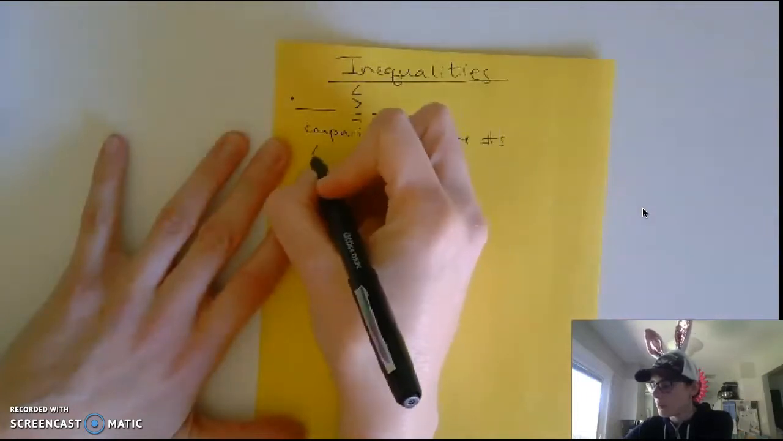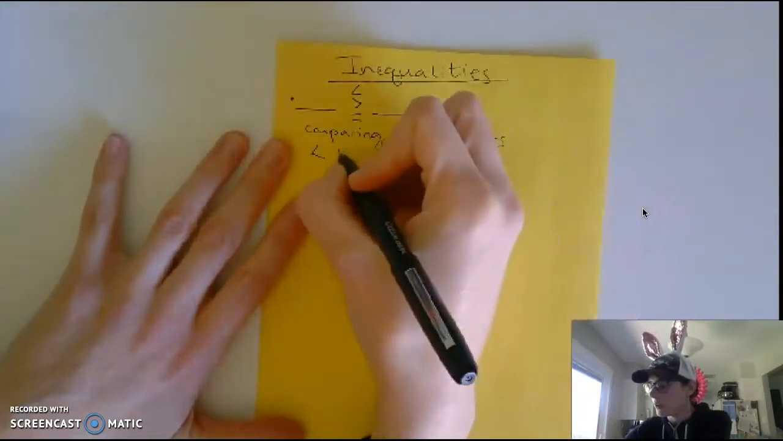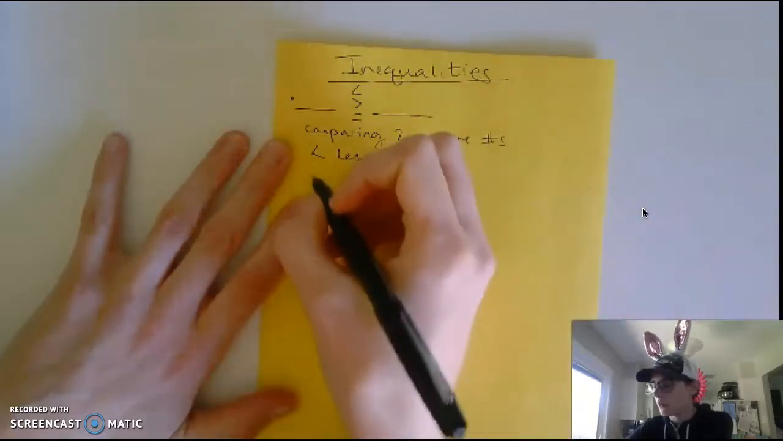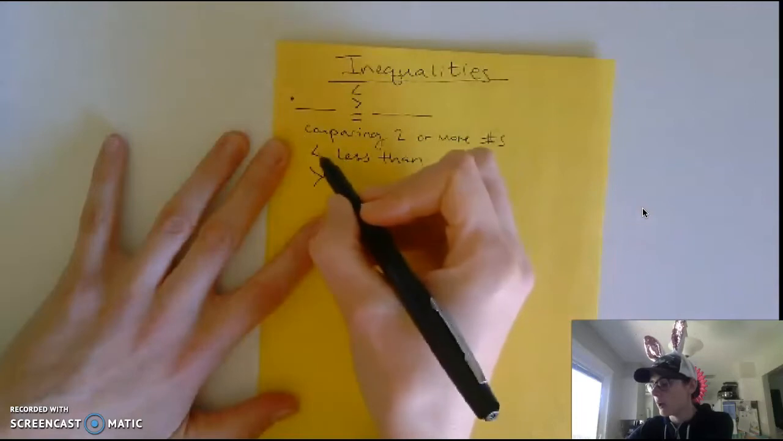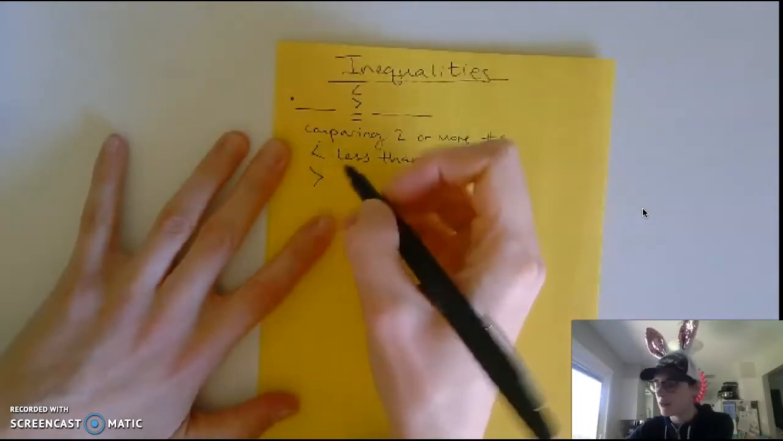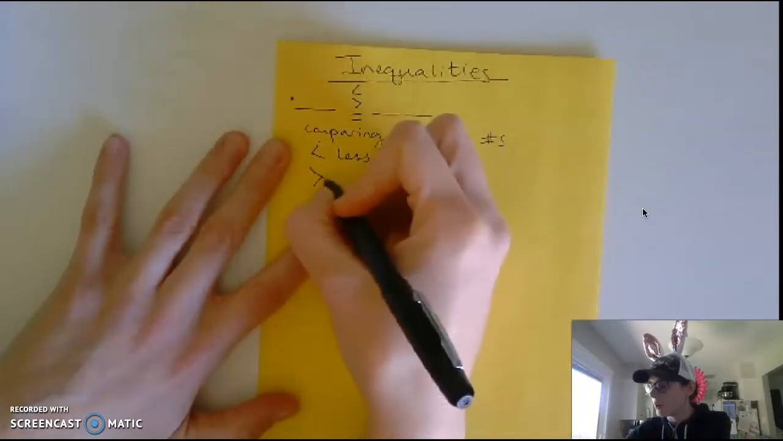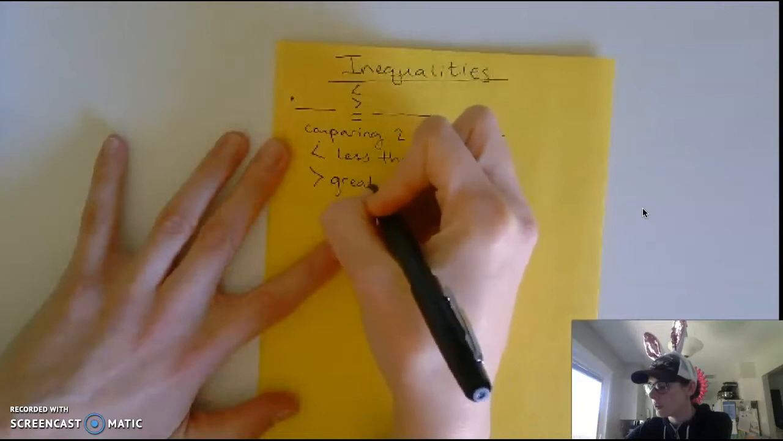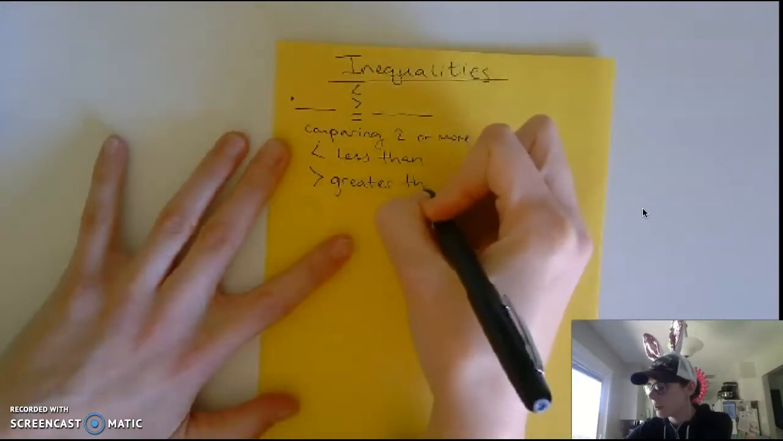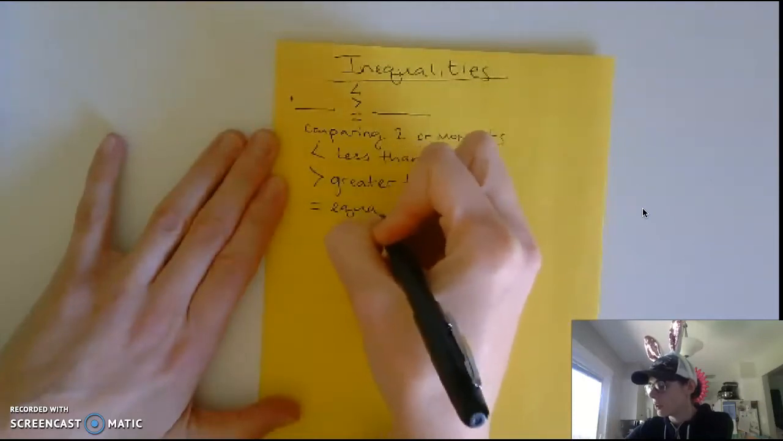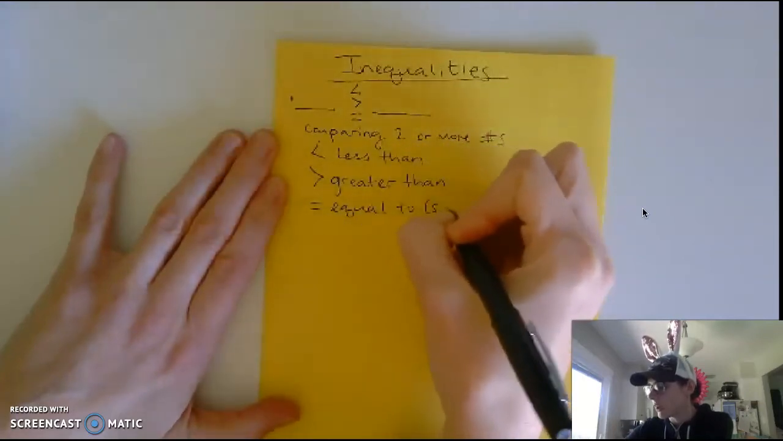When I have this symbol, it means less than. A nice way to remember the less than is it makes an L, less than. The arrow, the mouth going the opposite way, that's greater than. And then we have equal to, or same.